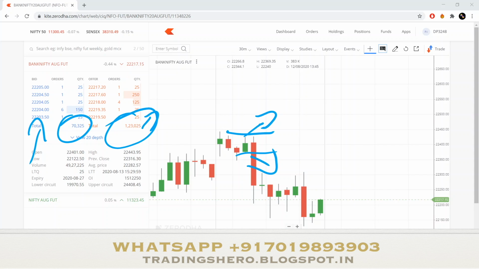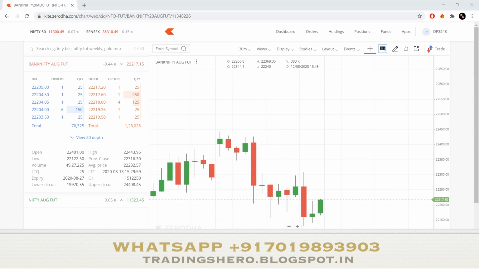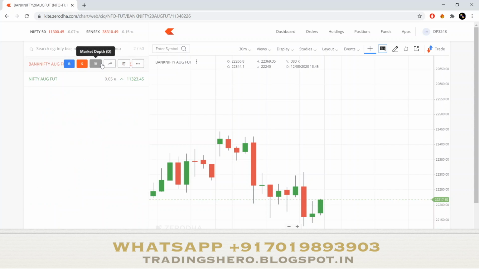Got it? That means if the buyers are more than the sellers, wait for the buy side to get triggered. If the sellers are more than the buyers, wait for the sell side to get triggered. This is how you need to observe, and that way you can avoid the false entry. The false breakout can be identified by using this market depth trick. Now let me show you some Nifty futures examples so that you will understand.